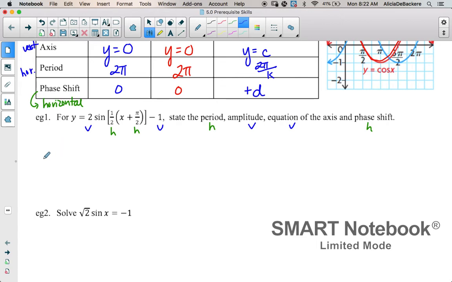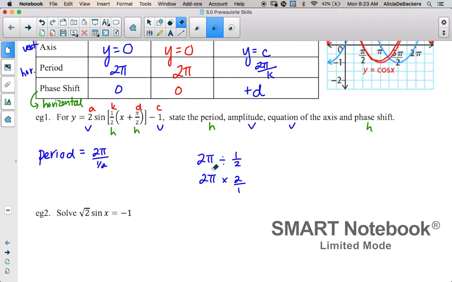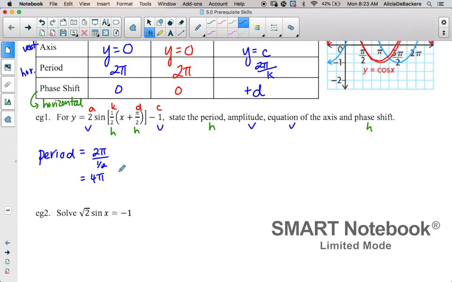It doesn't really matter, but for the period is equal to 2 pi divided by the k value. So you might also find it helpful to write in that this is A, K, D, and C. Maybe that helps you sort out your thoughts. We're going to take that k value and divide by a half. Now dividing by a half is the same as multiplying by 2, right? Like if I have 2 pi divided by 1/2, when we divide by a fraction, we multiply by the reciprocal. So we're just multiplying by 2. And so I get a period of 4 pi.